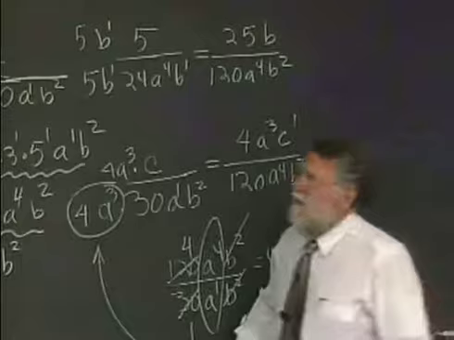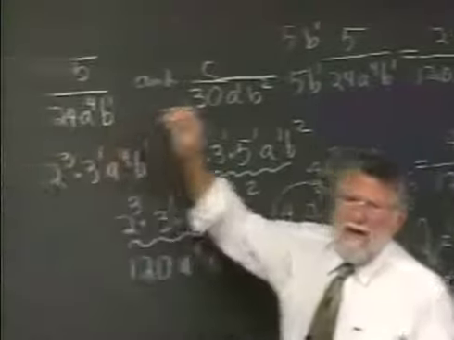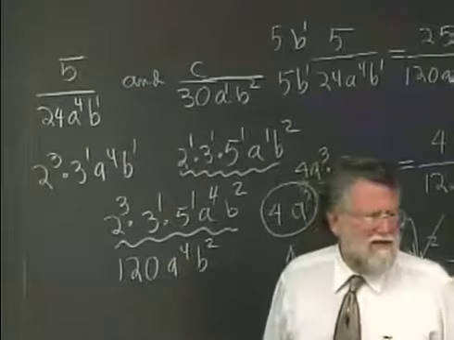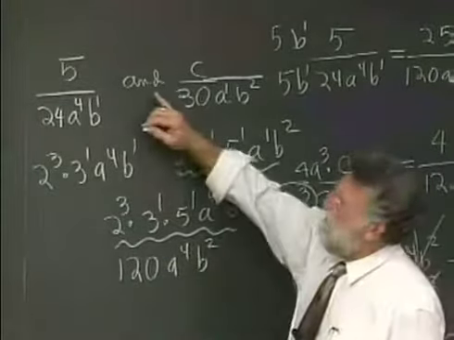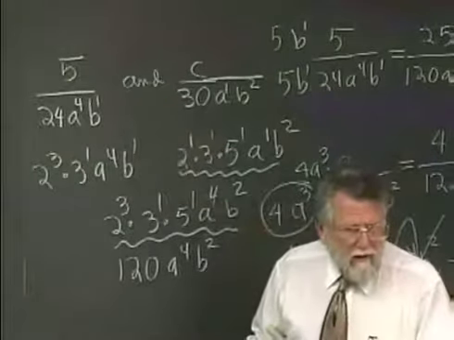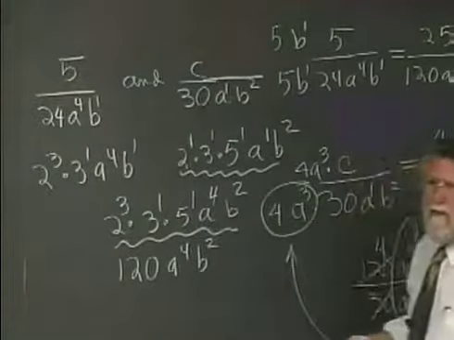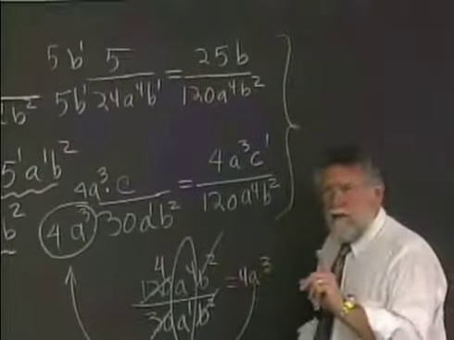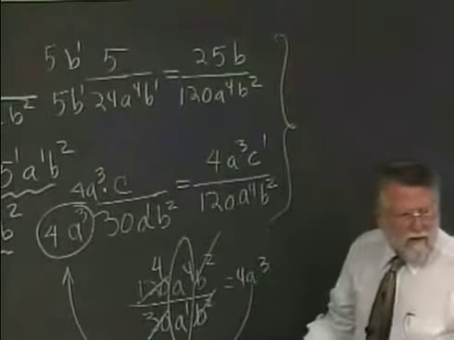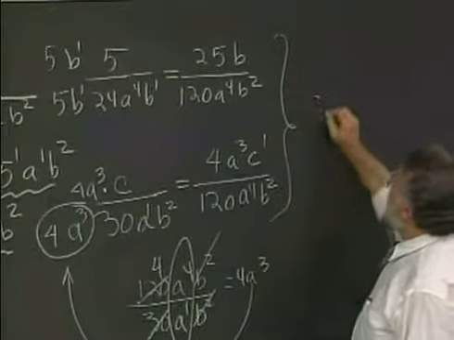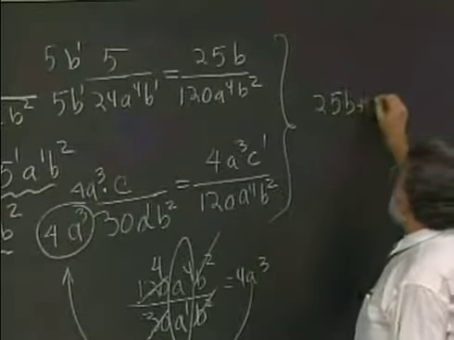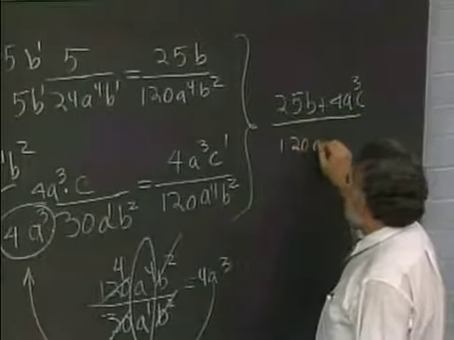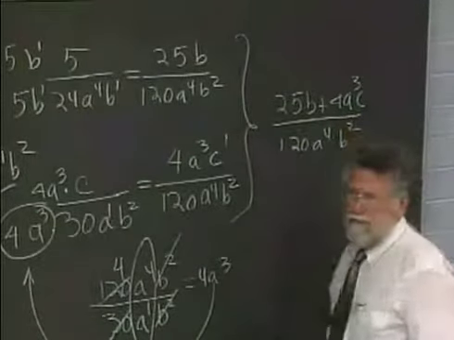Instead of saying, let's slide over now, Ernie. Instead of saying you have these two fractions, you're going to say what? Add these two fractions, but first get an LCD. So if I replace the and by plus, what would then happen as we slide back? Well, you would say now, if I'm going to add these, which you weren't asked to do, but that would be the logical reason for doing what we just did, you would then say you have 25b plus 4a to the third, c, all over 120 a to the fourth, b to the second.